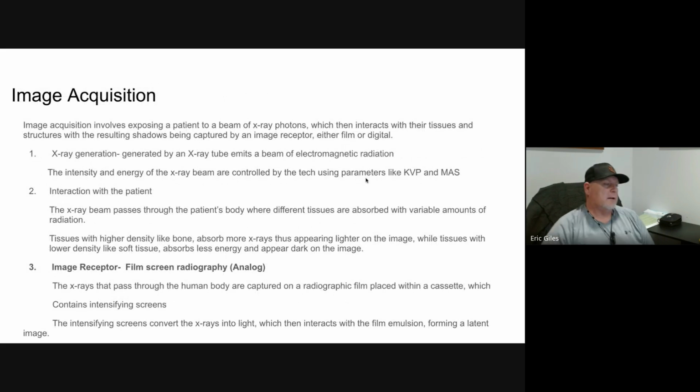All right, let's talk about image acquisition. Okay, we're talking about when the image is actually brought to the digital screen or the X-ray film. We're going to talk a little bit about both of them. Image acquisition involves exposing a patient to a beam of X-ray photons, which then interacts with their tissues and structures, with the resulting shadows being captured on the image receptor, okay, or film or digital screen.